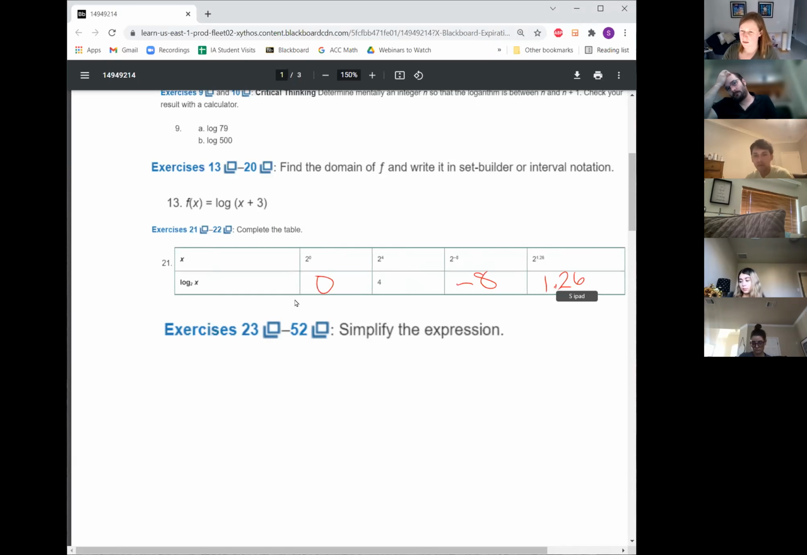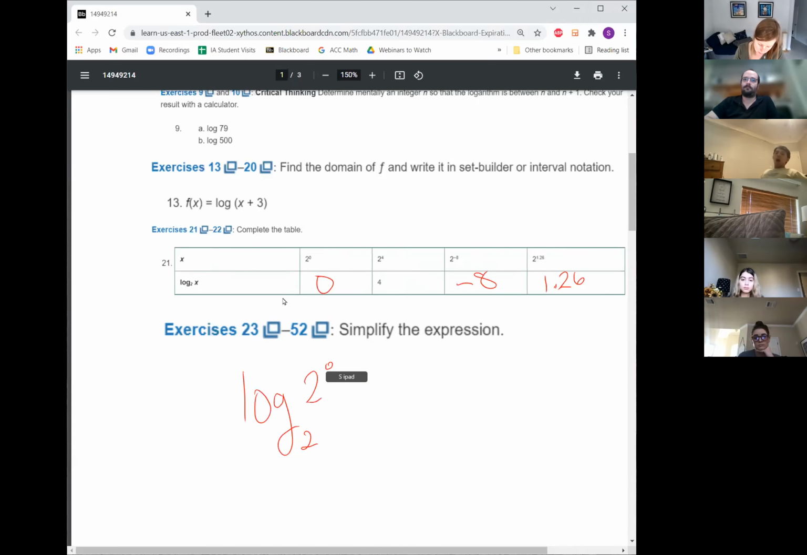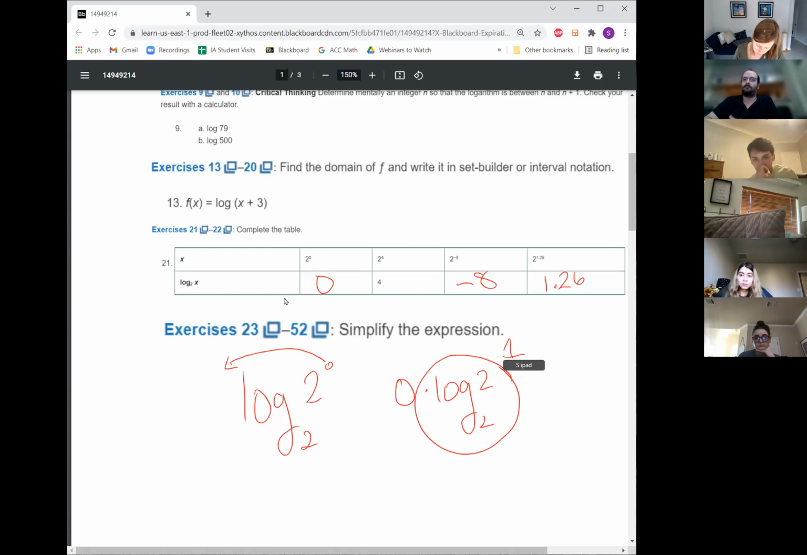Everyone else get that as well? Yeah. It's a handy little property. When the base matches what's inside the log, then they kind of cancel out, so to speak. If you want to know how it works exactly, that 0 comes out to the front using that power exponent rule. So it's really like this, and this whole piece is a 1. So you get 0 times 1, which is just 0. And the same thing for the -8: -8 times 1, 1.26 times 1, same thing. So that's how that works if you want to know the background of it. But a lot of students just memorize it as they cancel out, which isn't mathematically perfect, but it's okay. That's how they memorize it.